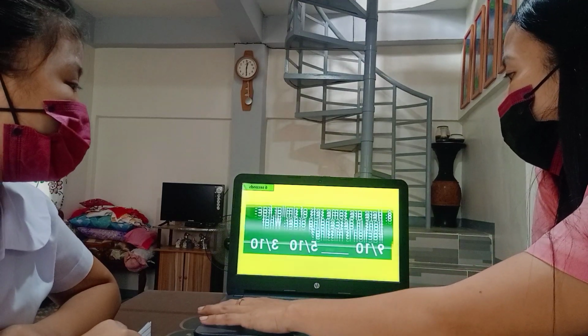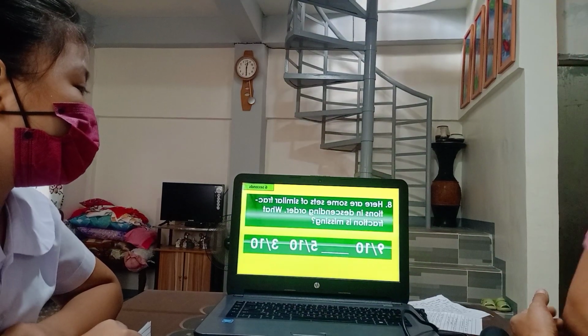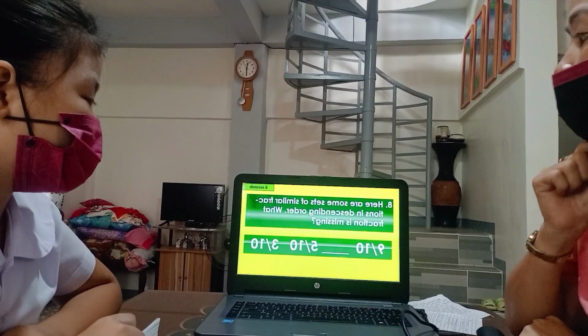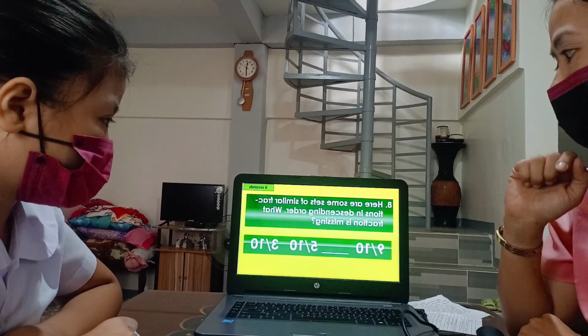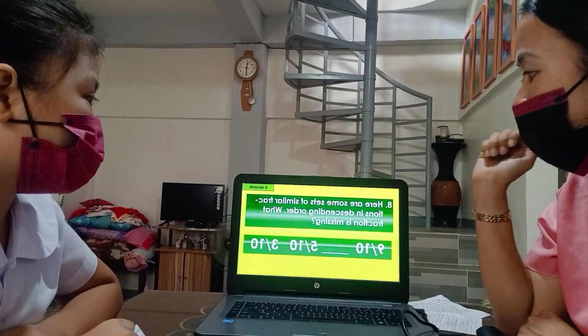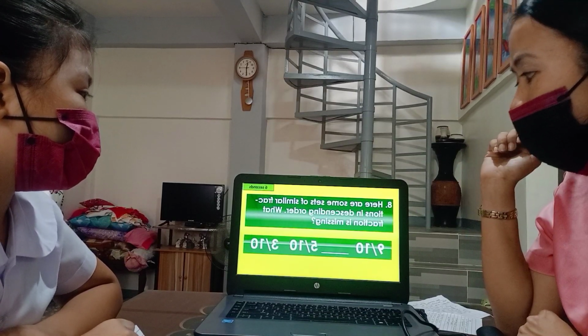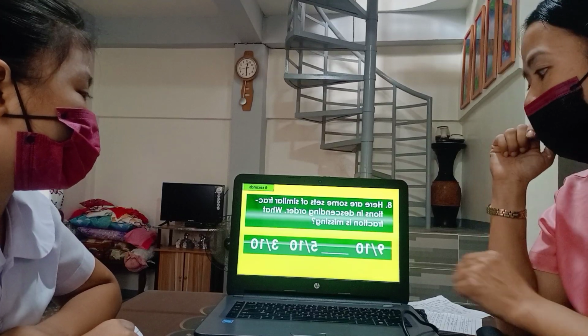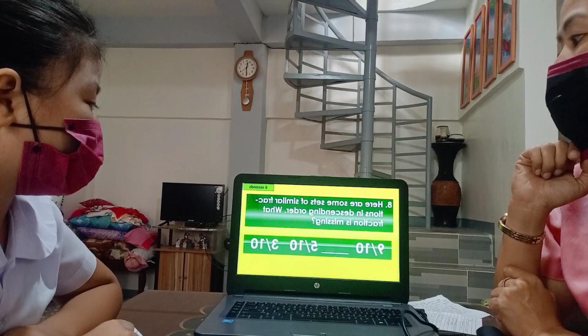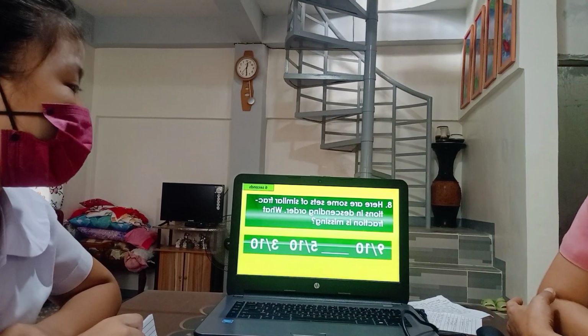Okay, next. Number 8. Here are some sets of similar fractions in descending order. What fraction is missing? Again, here are some sets of similar fractions in descending order. What fraction is missing? 9/10, blank, 5/10, and 3/10. 7/10.